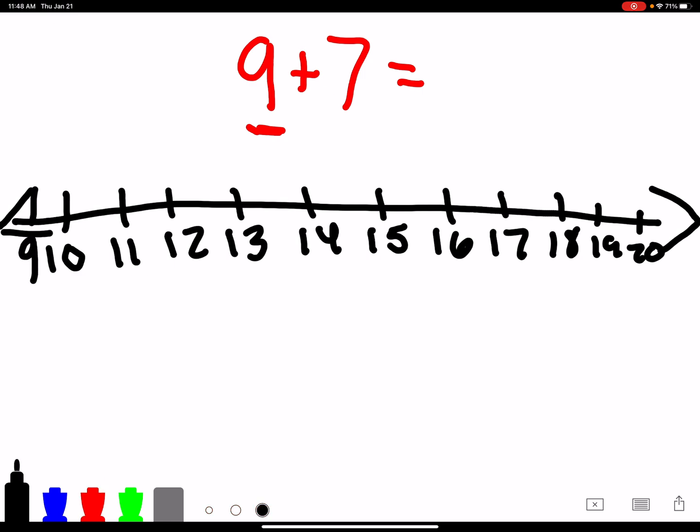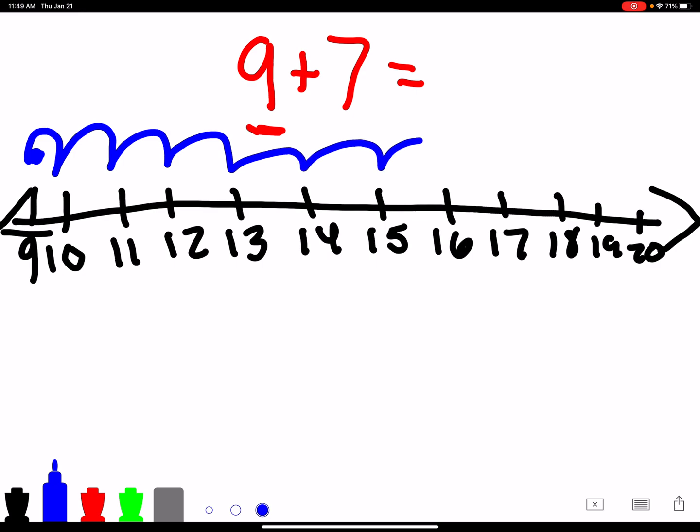And then since we're doing plus, that means we're going further away from 0. If it's minus, we're coming closer to 0 on the number line. But since I'm putting my dot on the number 9, we have to count up by how many times? By 7 times. So we have to go up 7 times. 1, 2, 3, 4, 5, 6, 7. So 9 plus 7 is 16, according to the number line.